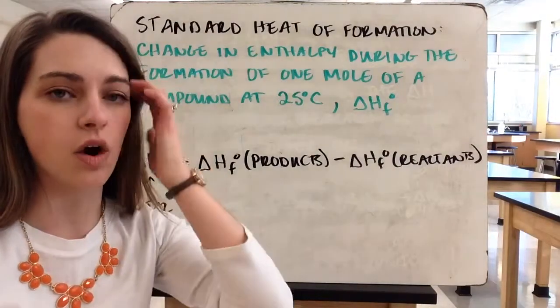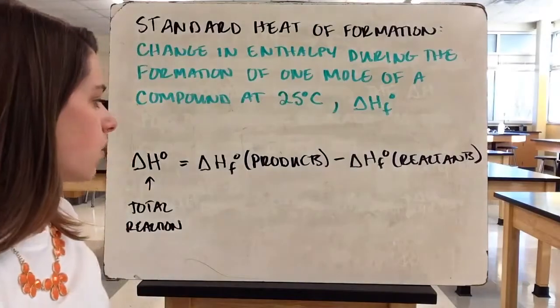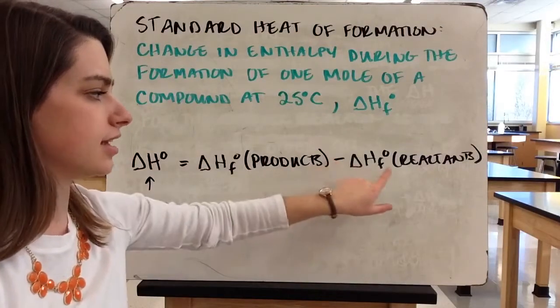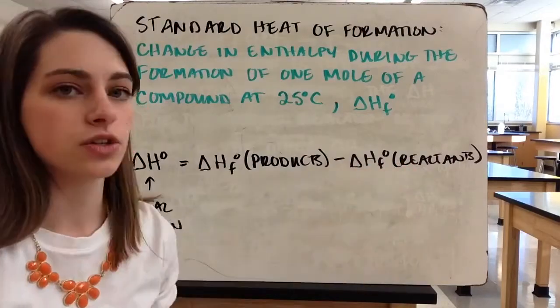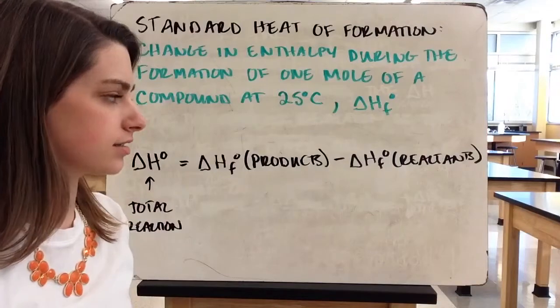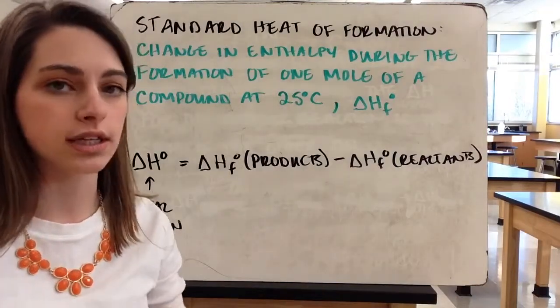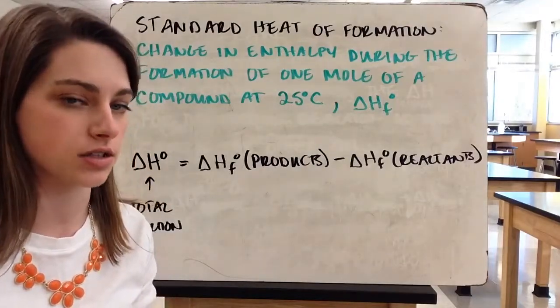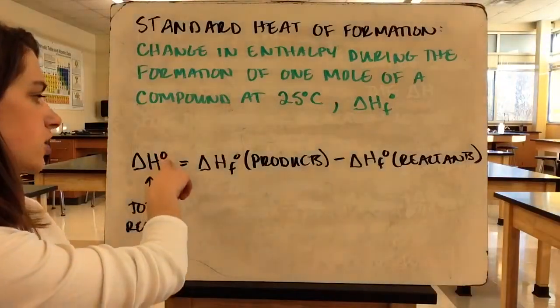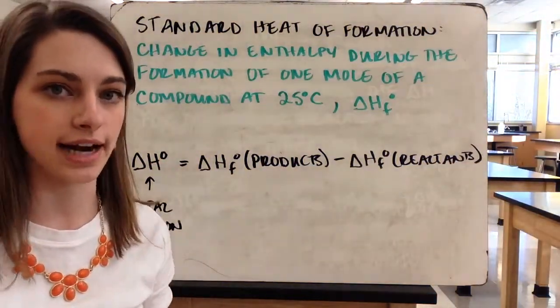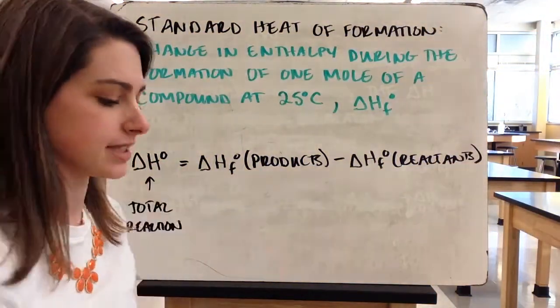When we go to find the overall reaction, it's always the heat of formation of the products minus the heat of formation of the reactants. So you're going to add up the total heat of formation for all of your products, and then add up your total heat of formation for all of your reactants, and then subtract the two. That gets you delta H naught, or delta H standard, for that particular reaction. So let's walk through a couple of examples.